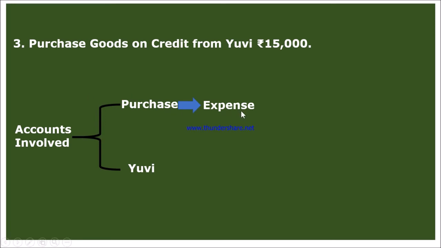So purchase is an expense, and if that business firm purchases those goods, then obviously that expense will increase, and if expense increases, then you have to debit it. On the other hand, UB is a person from whom that business firm purchased those goods. Now you know that if a business firm purchases goods from another person on credit, then that person is known as the creditor. So UB is a creditor here.